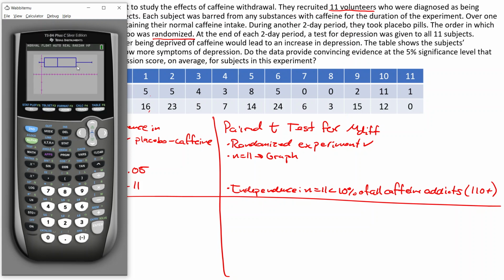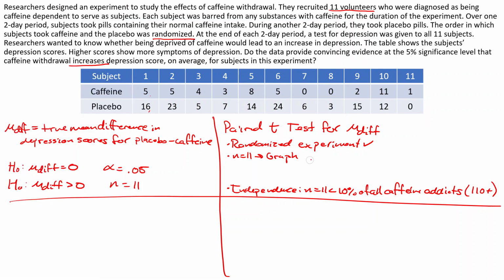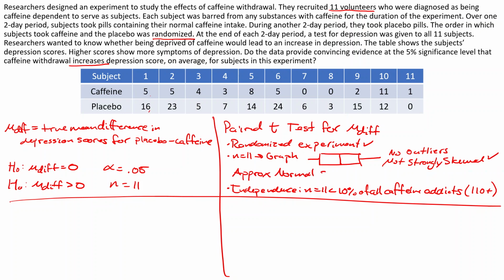And there's our box and whisker plot. So a little bit wider on this end, but nothing major going on there. We've got a box, the line was about in the middle, and then it was a little bit longer on this side, but there's no outliers, right? Because outliers show up as points, and it's not strongly skewed. All right, so we're good there. So that means we have an approximately normal sampling distribution.